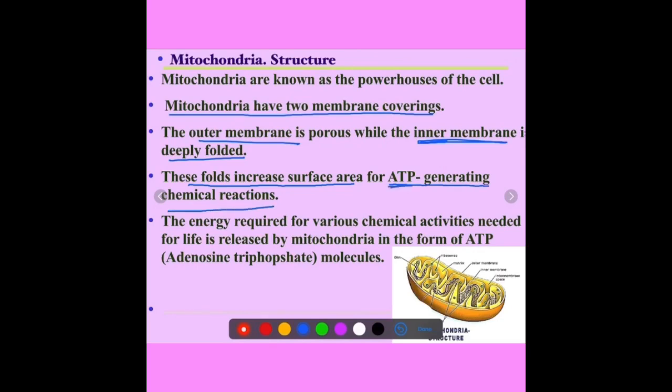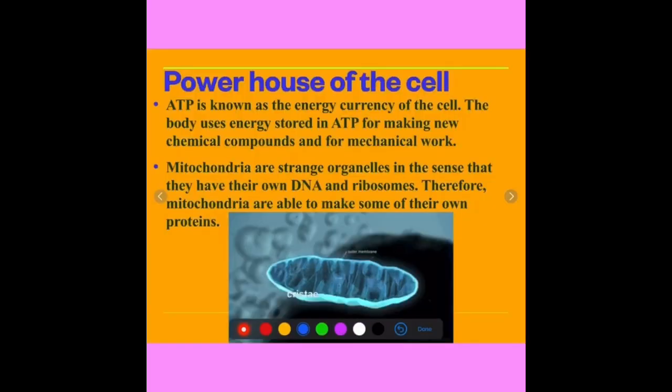So what are these ATPs? These are energy rich molecules. The energy required for various chemical activities needed for life is released by mitochondria in the form of ATP. So these ATPs are energy molecules, and we call them the currency of the cell. The ATP is known as the currency of the cell.